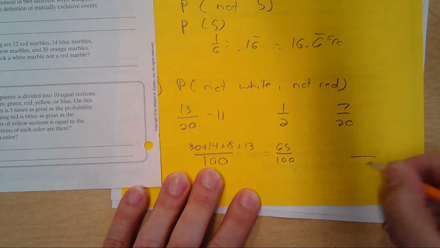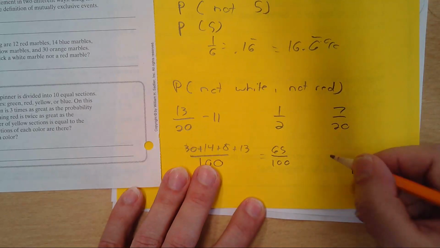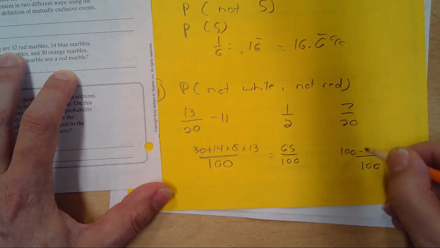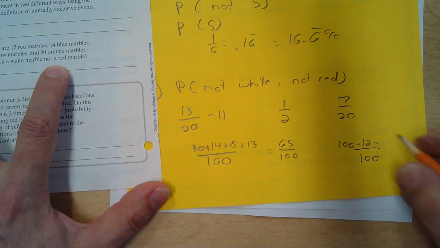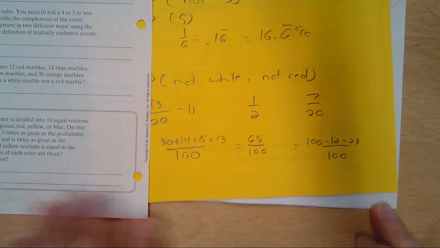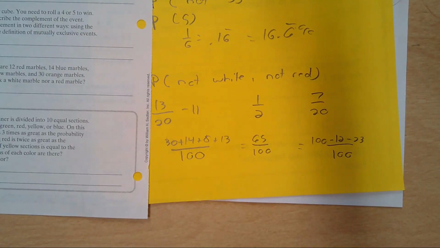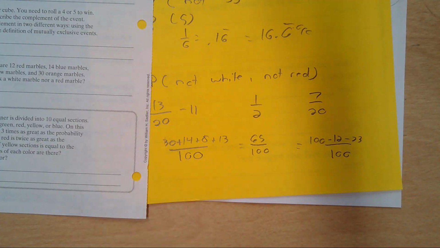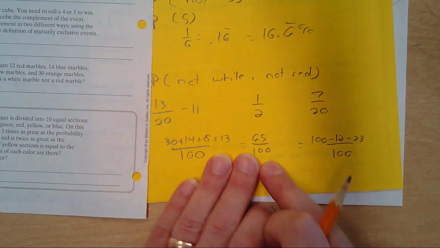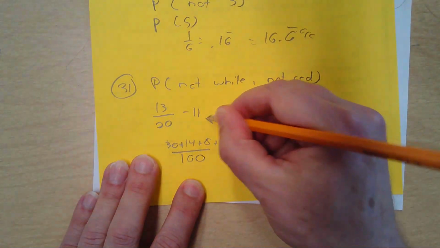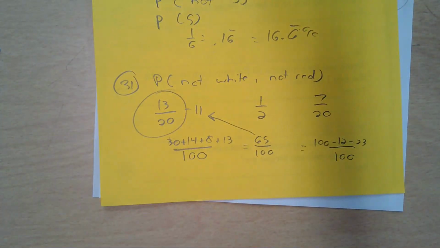Or I could just go, okay, there's 100, and then I can subtract how many are red, 12, and subtract how many are white, 23. And that also will give me 65. So whatever way's more comfortable for you, add up all the ones that are winners or just subtract the losers. But regardless which way you go, you should get 65 over 100. Both of those numbers can be divided by 5, 13 over 20.